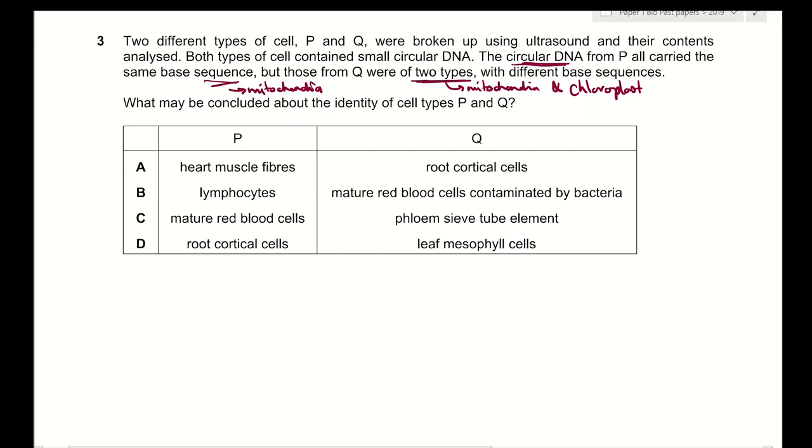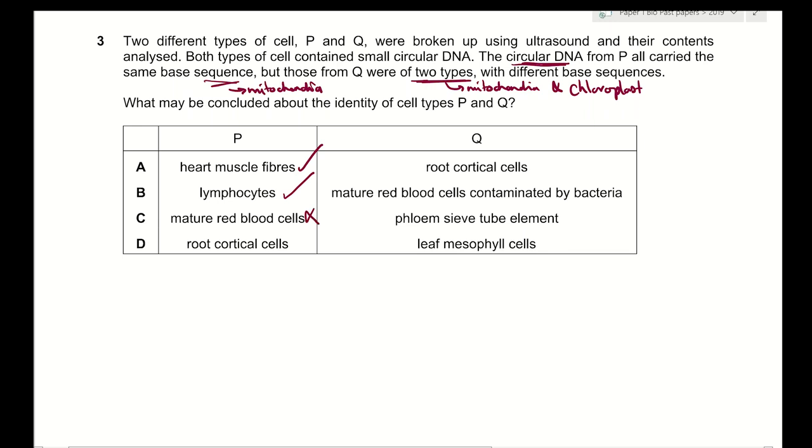Now let's see the suggestions that we have here. For A, heart muscle fibers. Now heart muscle fibers, as we all know, they only have mitochondria because they are not plant cells. So this might be correct. Lymphocytes, this also might be correct. Mature red blood cells. So mature red blood cells don't really have mitochondria, so this is incorrect.